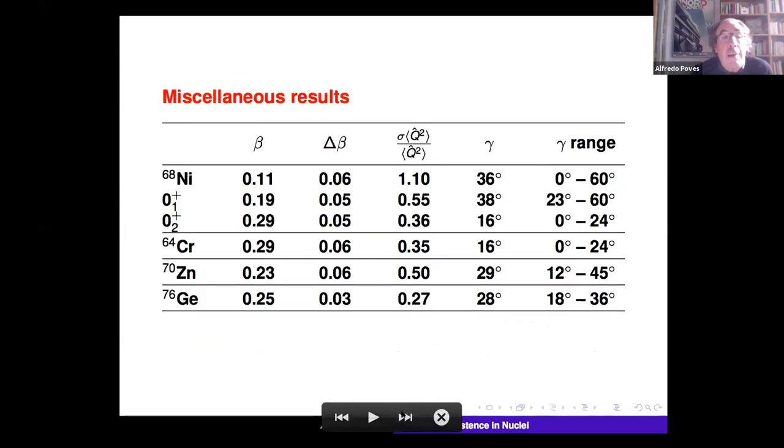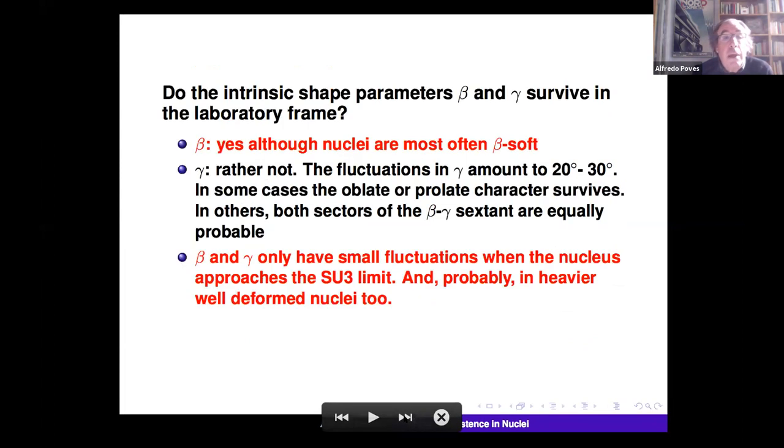Okay, if I move up, I have here several examples, and I go back to nickel 68 to come back to the interpretation of this shape coexistence. But while I repeat what I said at the beginning: beta is soft, gamma is extremely soft. The gamma fluctuations amount to 20 or 30 degrees. In some cases, the oblate or prolate character survives. In others, both sectors of the beta-gamma sextant are equally probable.